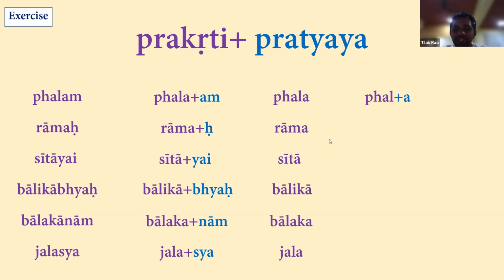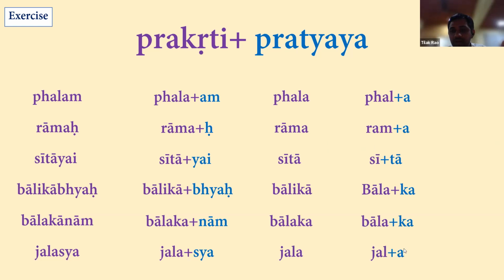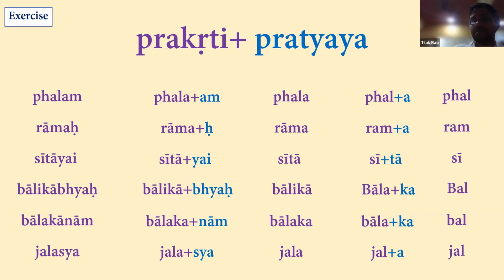Again, we can divide this prakriti into prakriti and pratyaya, because we have to go up to a dhatu. So phala, ram, sita, balaka, and again balaka, jal. Then this phala is from phala dhatu, ram from ram, si from si, bala from bala dhatu, and jala from jala dhatu. So these are the dhatus, and by adding pratyayas at different levels, different words are formed.